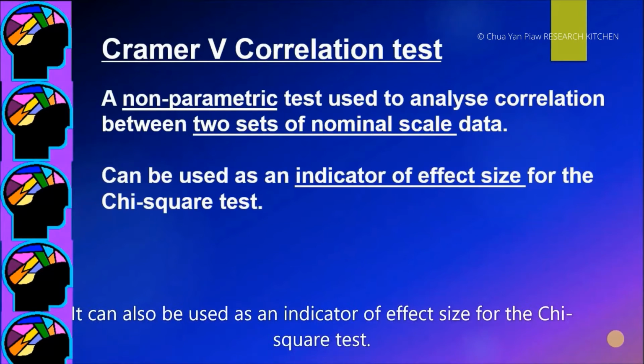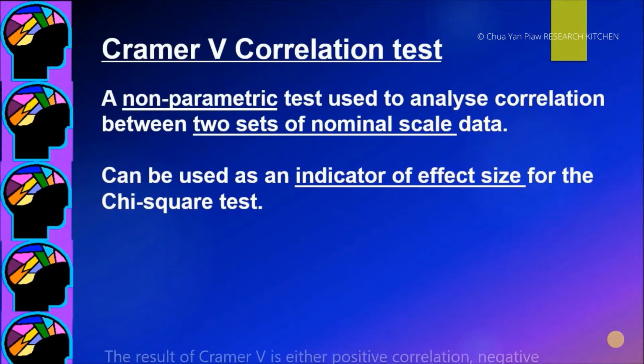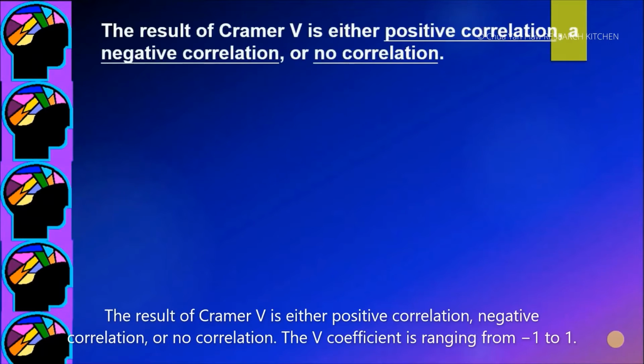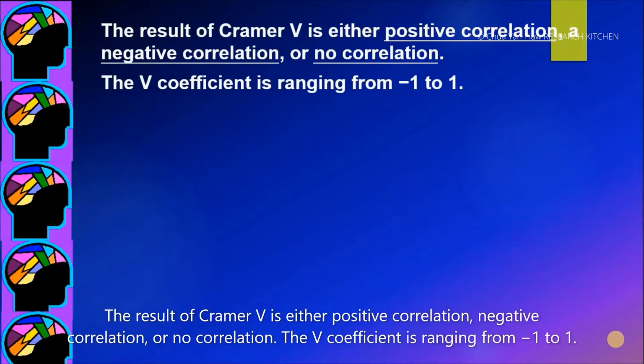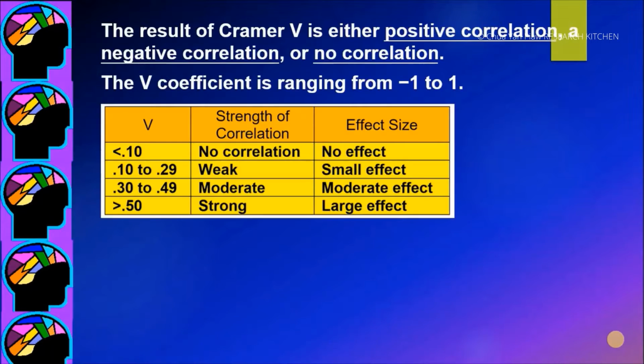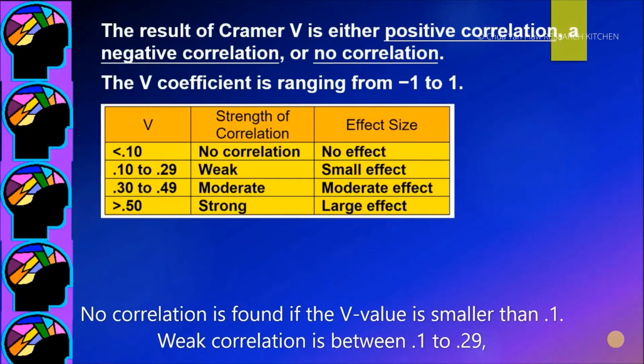It can also be used as an indicator of effect size for the chi-square test. The result of Cramer V is either positive correlations, negative correlations, or no correlations. The V coefficient is ranging from -1 to 1. No correlation is found if the V value is smaller than 0.1. Weak correlation is between 0.1 to 0.29.